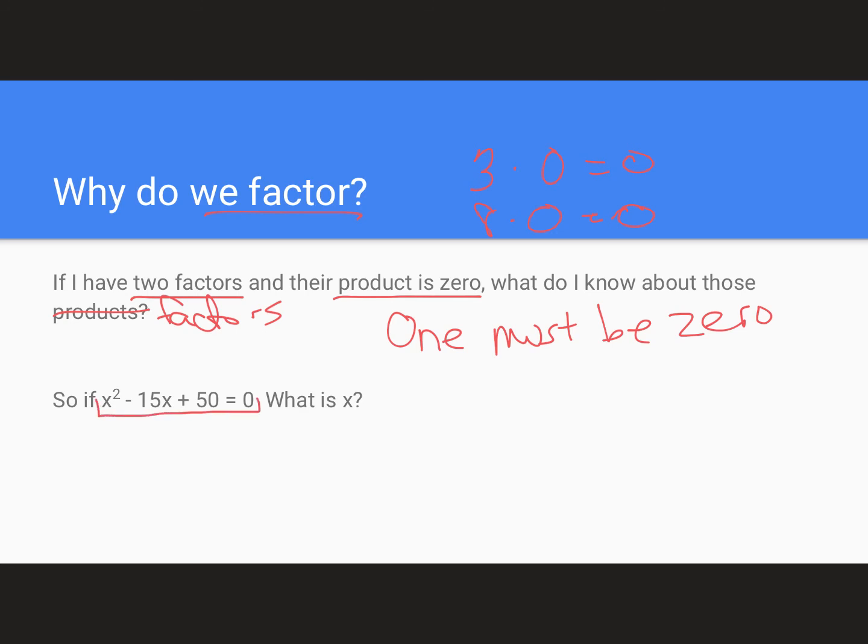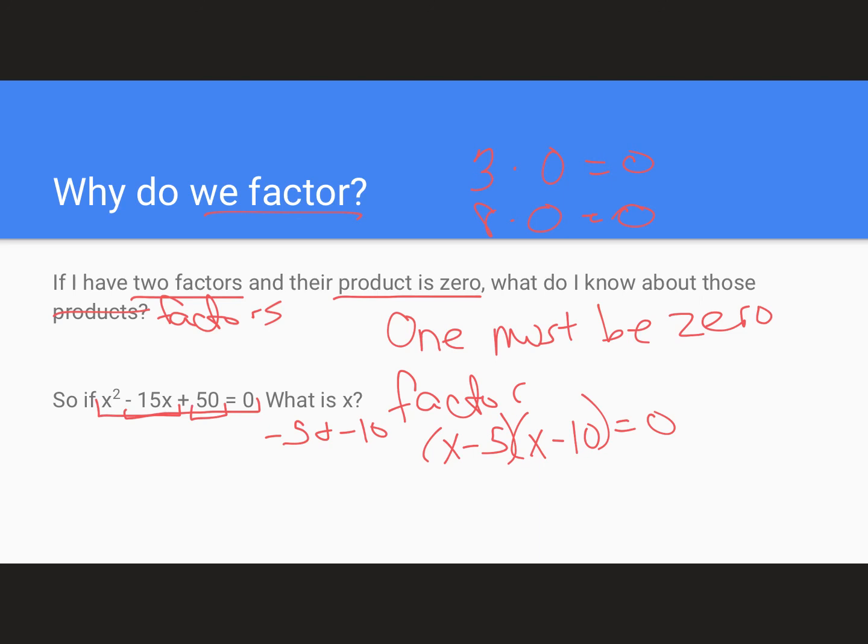I have x squared minus 15x plus 50 equals 0. Let's find x. So the first thing we're going to do is factor this. I need two numbers that add to negative 15 and multiply to 50. Those numbers are going to be negative 5 and negative 10. So I have x minus 5 times x minus 10 equals 0.